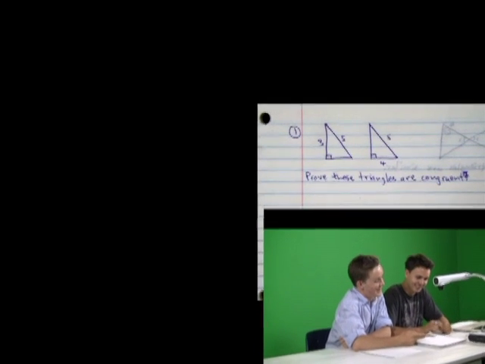We're doing triangle congruency and similarity. Alright, so number one, prove these two triangles are congruent. So, how did you start out with this one?